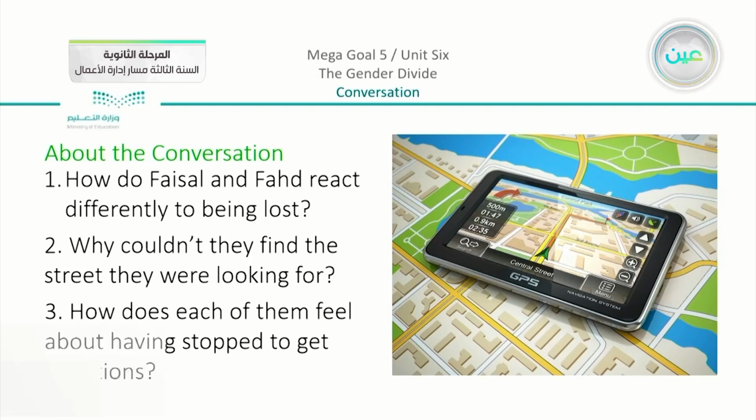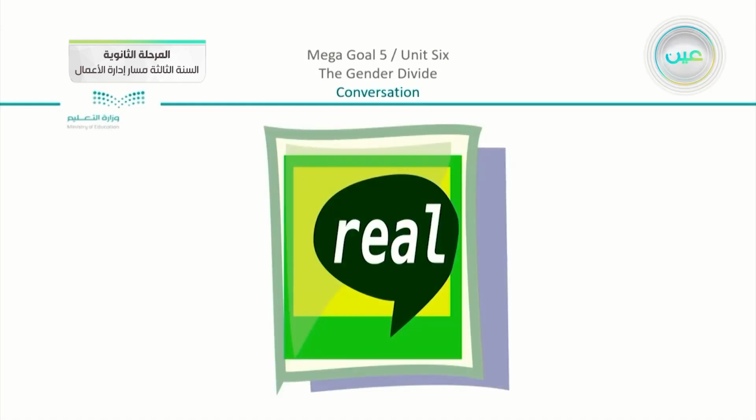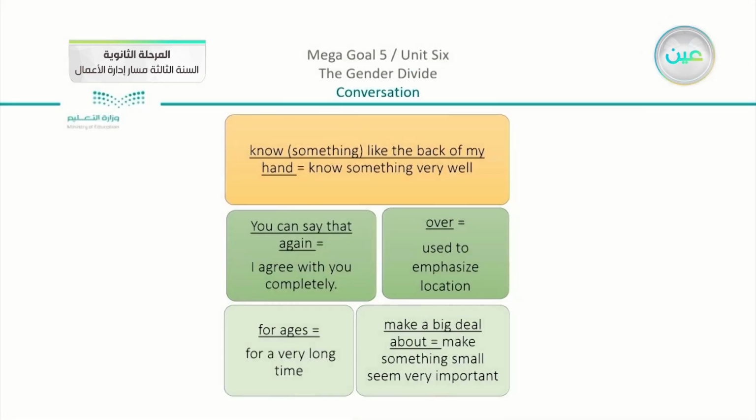Now, the most important part that we have here is going to be basically about the real talk. Now, we have interesting phrases in the real talk. Now, first, we have the first one. When you say that you know something like the back of your hand, or I can say the back of my hand, it means actually to know something very well. So when I say that I know something very well as the back of my hand, I have something that is very clear, or I know it very well.